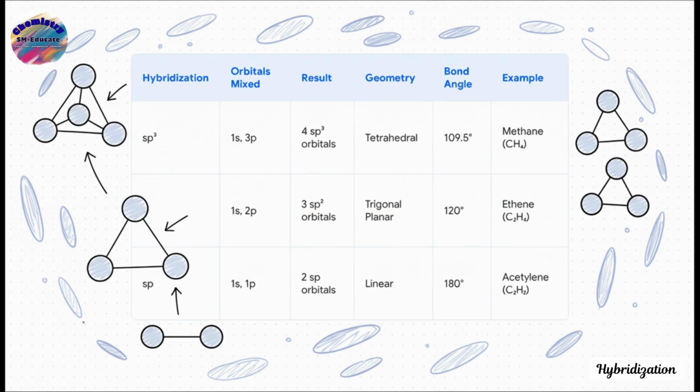sp3 gives you 4 orbitals and a tetrahedral shape. sp2 gives you 3 orbitals for a flat trigonal shape. And sp gives you 2 orbitals for a linear shape. See the pattern? The number of orbitals you mix in determines the geometry you get out.